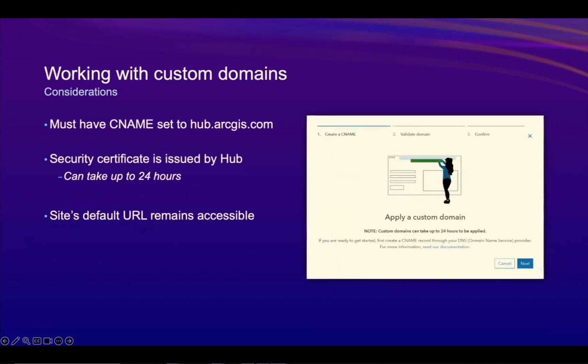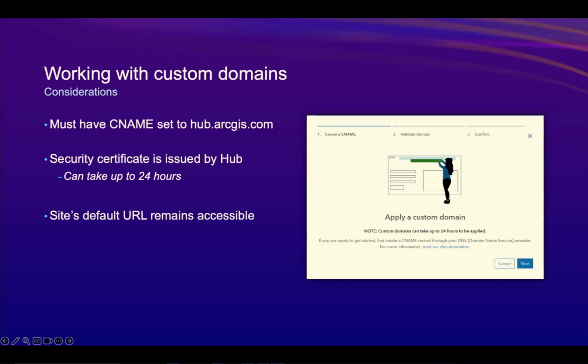If you choose to go the custom domain route, which a lot of customers do, a few things to keep in mind. That must have the CNAME set to hub.arcgis.com. Hub issues that security certificate, but it can take a full 24 hours for that to take effect. So don't worry if it doesn't happen immediately. It can take a full day for that to happen.